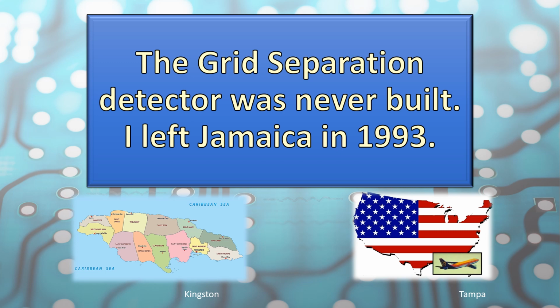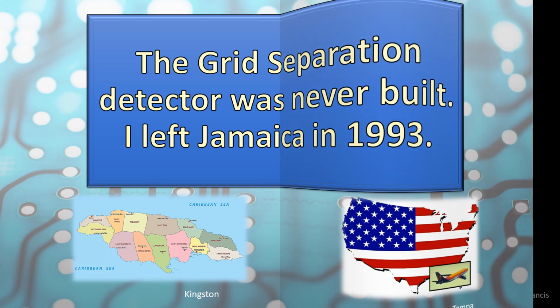This is my best attempt to explain system separation or grid separation or islanding, since I am not the expert. I hope I got it right.